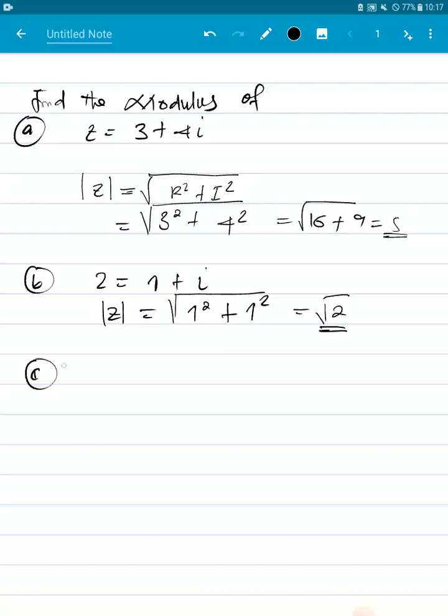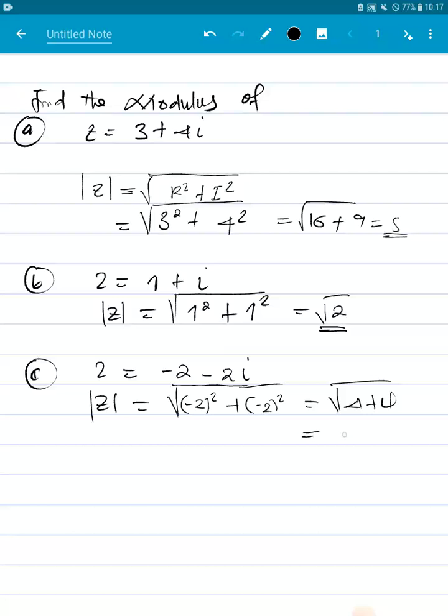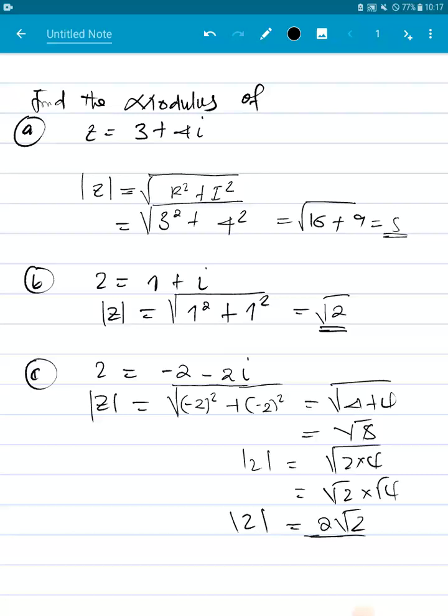Follow this one. We'll end on this one. Z is equal to negative 2 minus 2i. So this one is just the root of negative 2, you square it, plus, again you square negative 2, which will give us 4 plus 4 under the root, to give us root 8, which you can simplify. We know that root 8 is root of 2 times 4, and here we know that is the square root of 2 times the square root of 4. So the modulus is just equal to root of 4 is 2, then root 2. That is if you know what we are doing. If you don't know what we are doing, just end there.